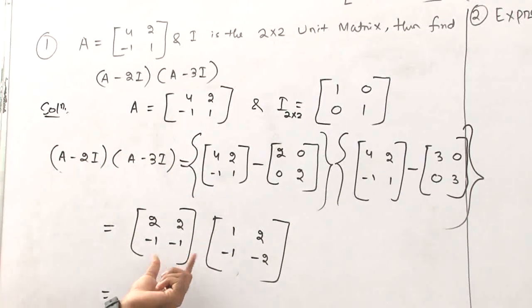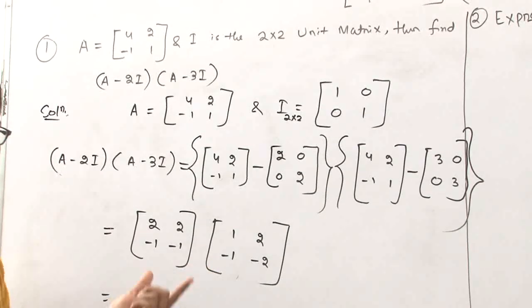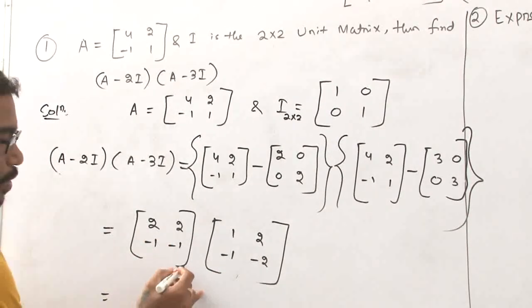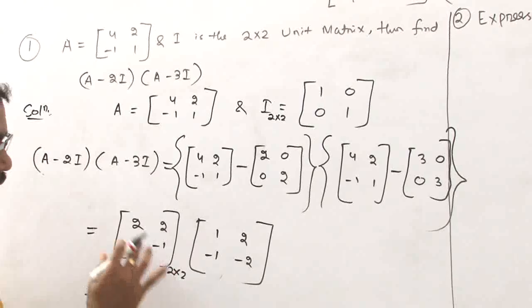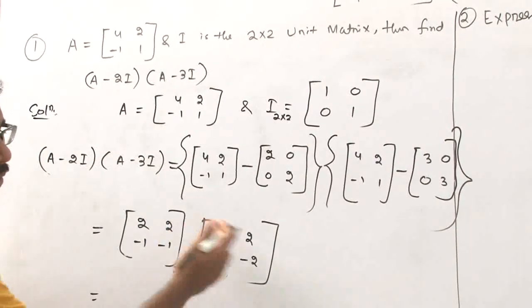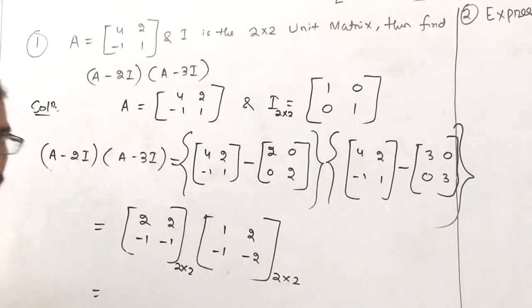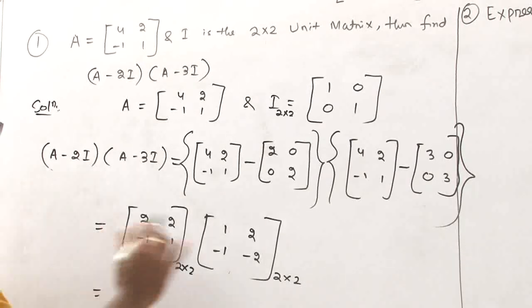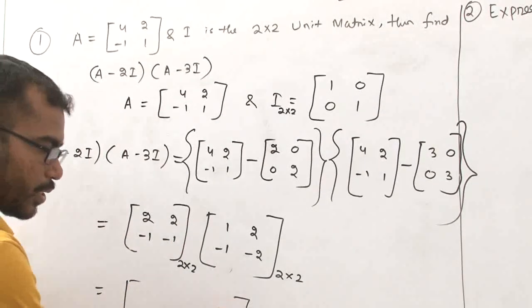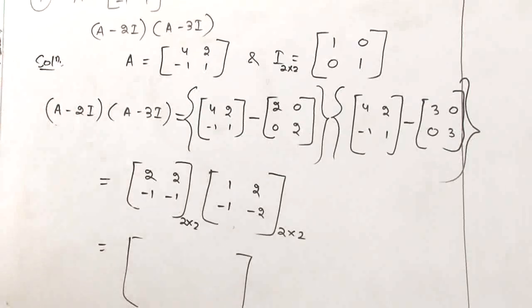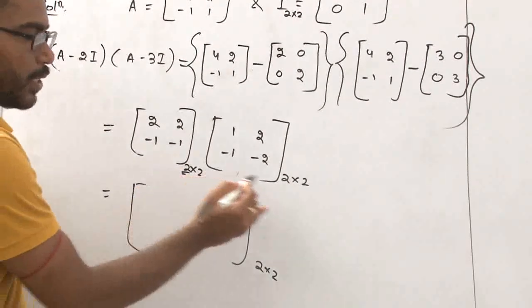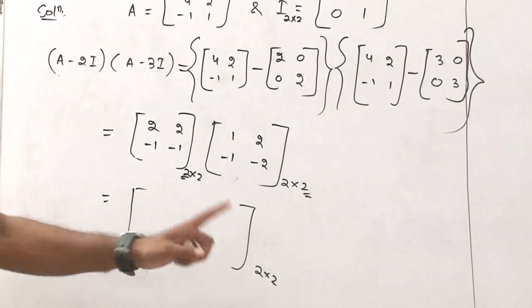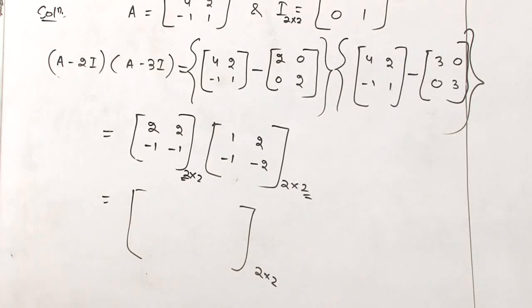Then we have to check, is it possible to multiply them or not? Because the order of the first matrix is 2 into 2 and the order of the second matrix is also 2 into 2. So it is possible to multiply, and the order of the result matrix is also 2 into 2, because here the first matrix is 2 and the last value is 2.